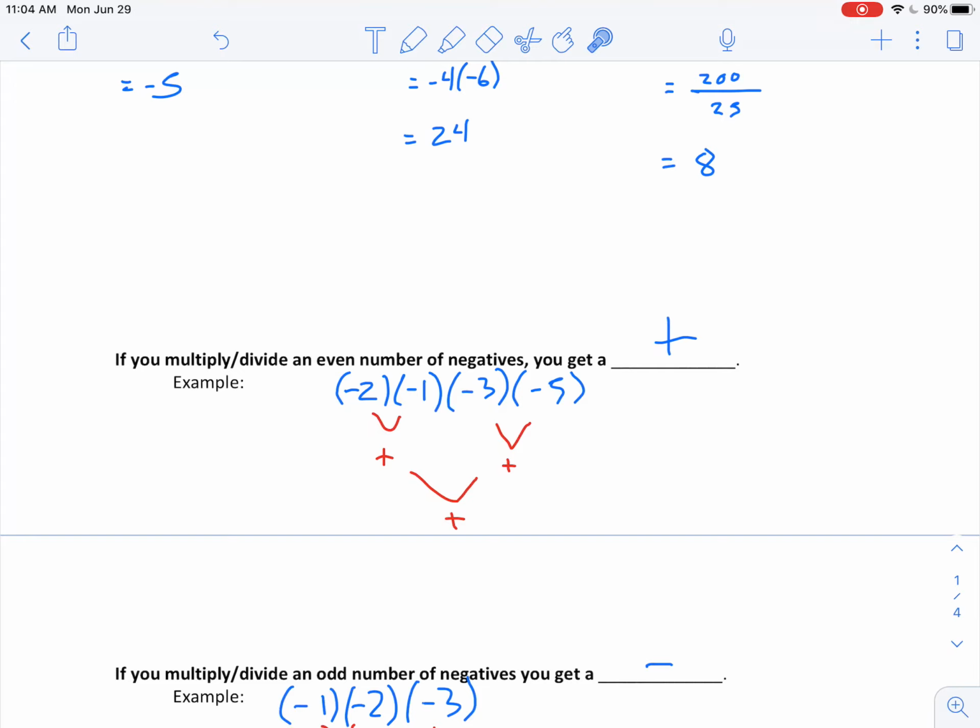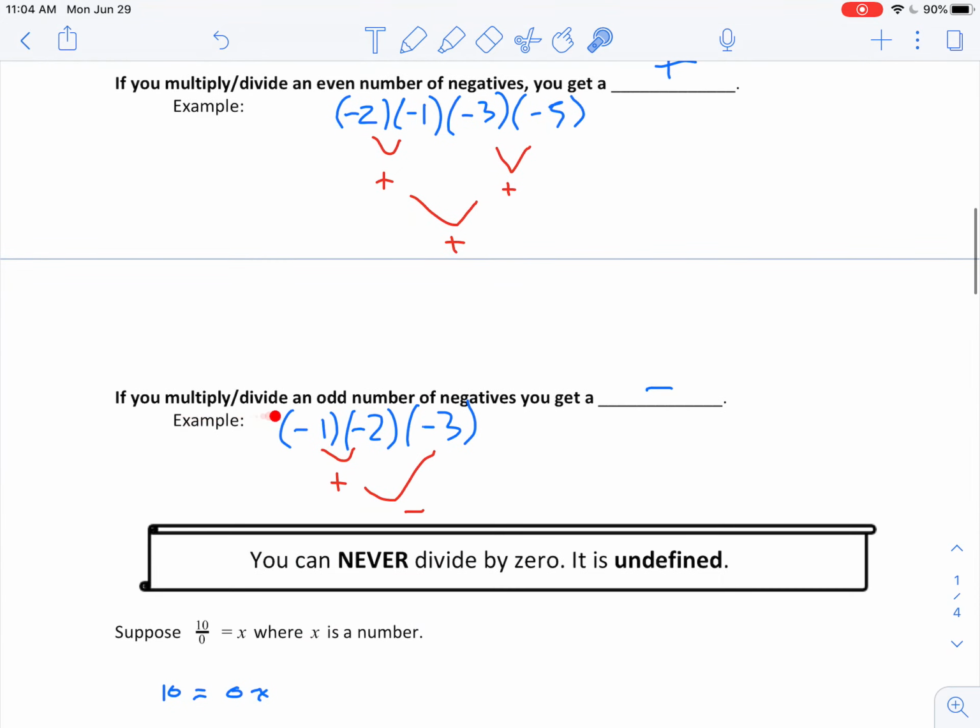So if we picked up on some of these clues, if you multiply and divide an even number of negatives, you get a positive, right? So negative 2 times negative 1, negative 3 times negative 5. Both of these give positive, and then positive at the end of it as well. If you multiply or divide an odd number of negatives, you get a negative at the end. So negative times a negative gives us a positive, but we also have a positive times a negative, which gives us a negative at the end.